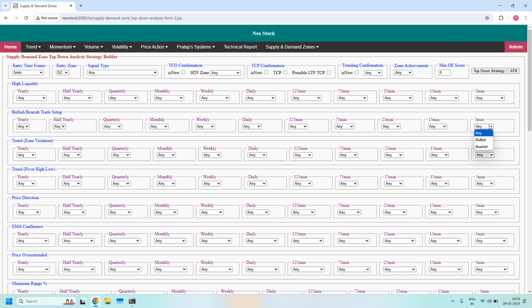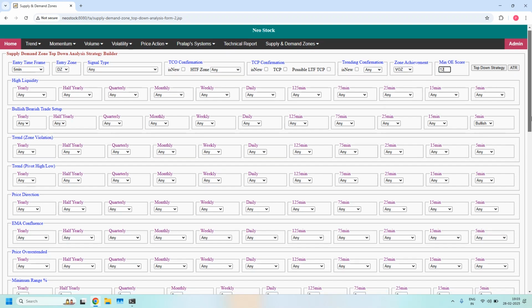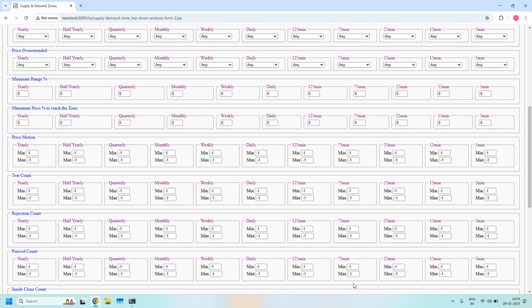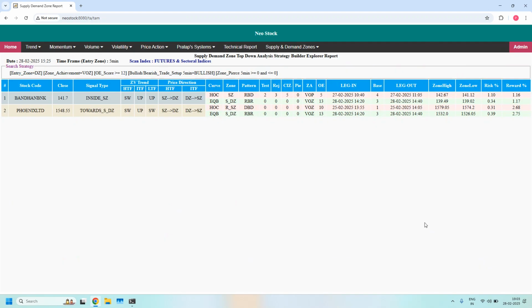In bullish or bearish trade setup at 5 minutes, I selected bullish, zone achievement VOZ, minimum order enhancer score 12, and the 5 minutes demand zone should not be pierced. So in the 5 minutes time frame, minimum value 0, maximum value 0. With these filters, we got only 2 stocks. These 2 are supporting bullish trade setup for hourly income trade, and the entry time frame zones are 5 minutes demand zones. Both are high liquidity zones.